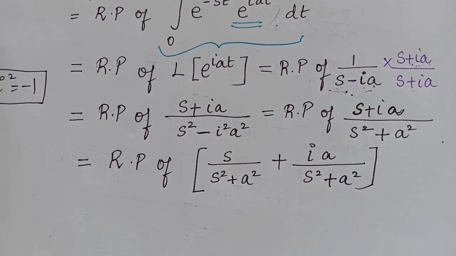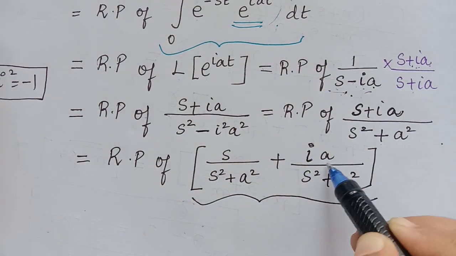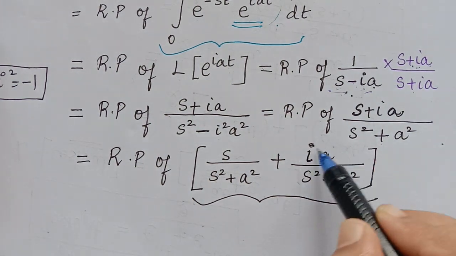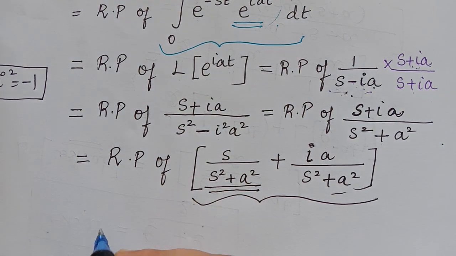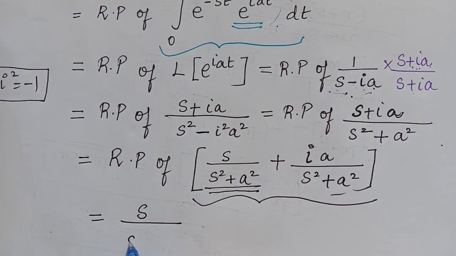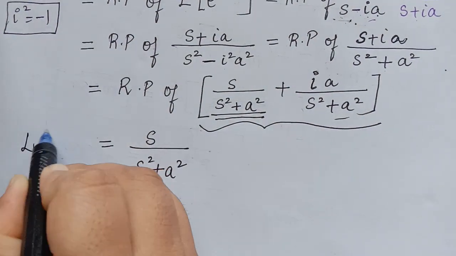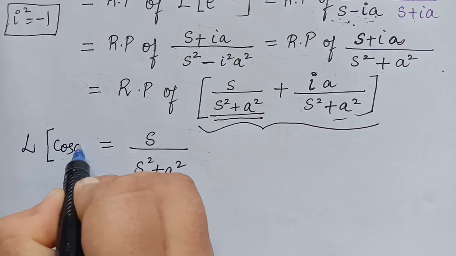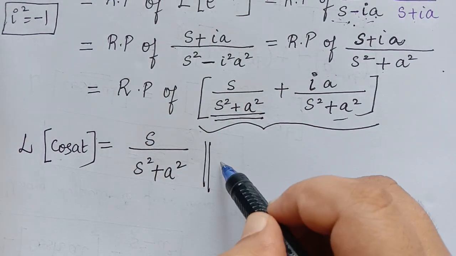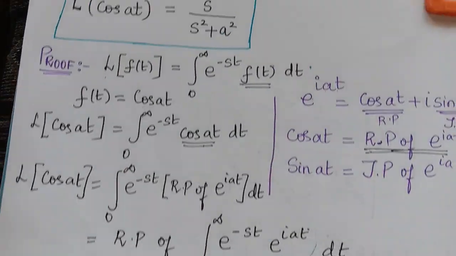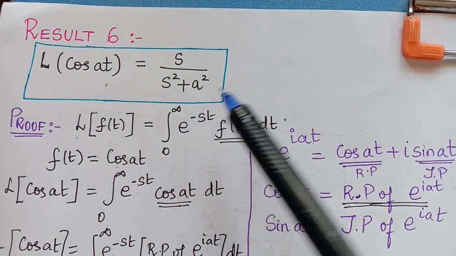And so that is equal to, what is the real part of this complete term? If you see, here you have i. So this part will be completely imaginary part, and so the real part will be s divided by s square plus a square, which is the required solution. So therefore the Laplace transform of cos at is equal to s divided by s squared plus a squared. So we have proved the required result, that is Laplace transform of cos at is equal to s divided by s squared plus a squared. So this is the proof.